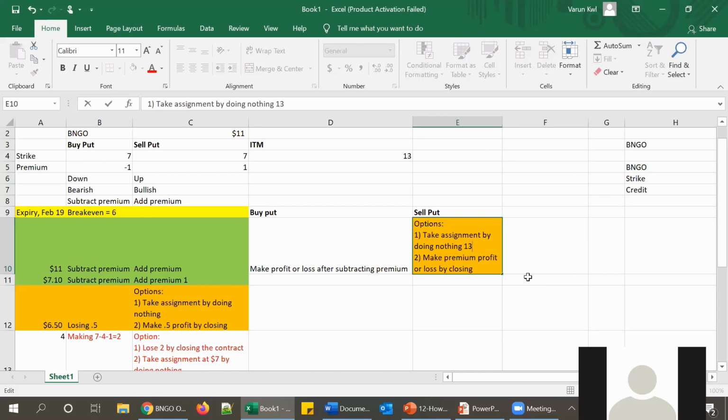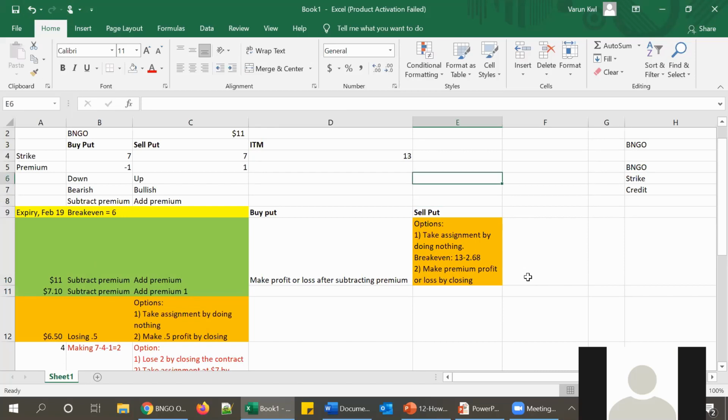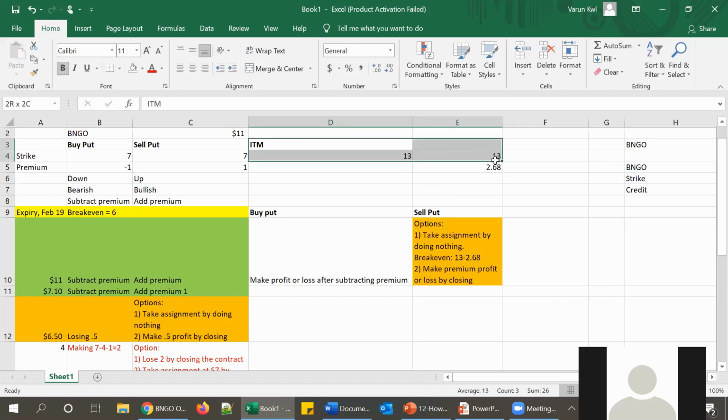13, what will be my break-even price here? If I take assignment, what is my break-even? 13 minus 2.68. My premium is 2.68. Is it working for you guys? Is it clear?